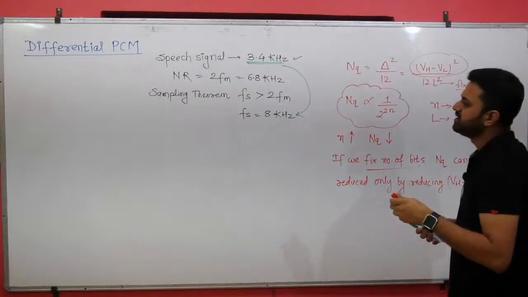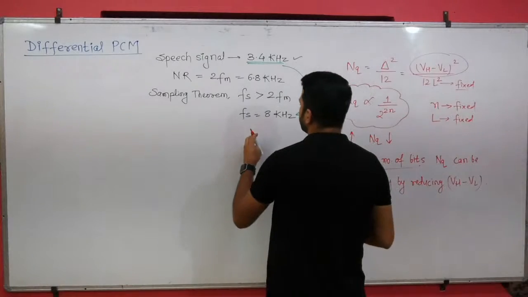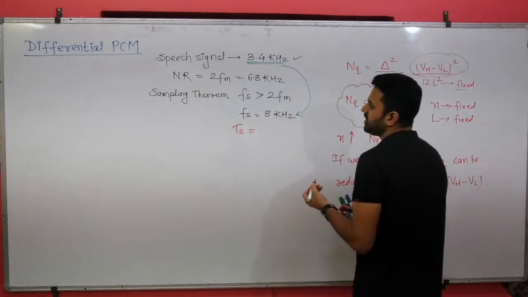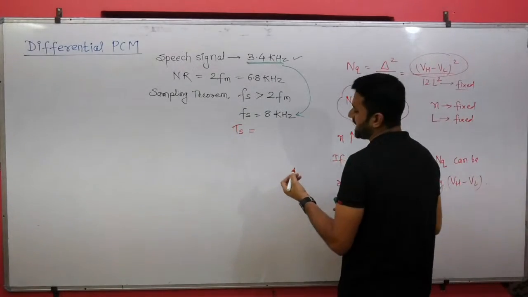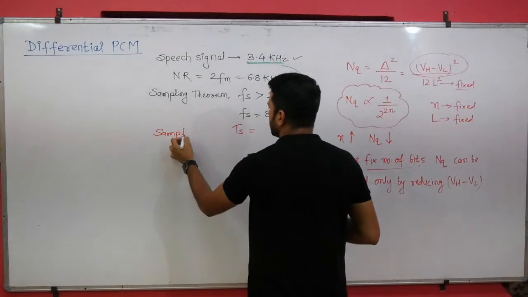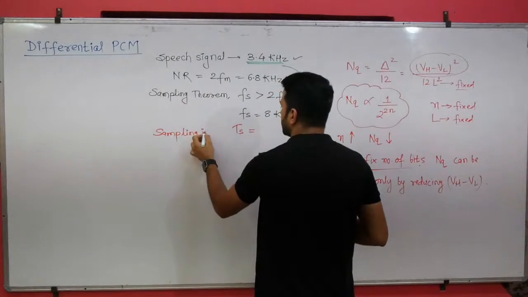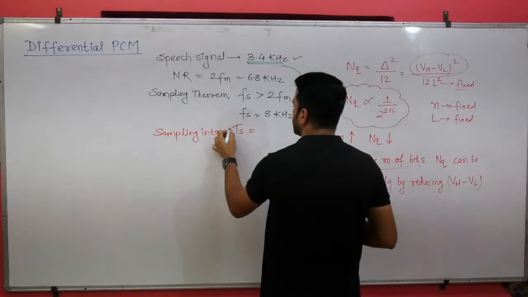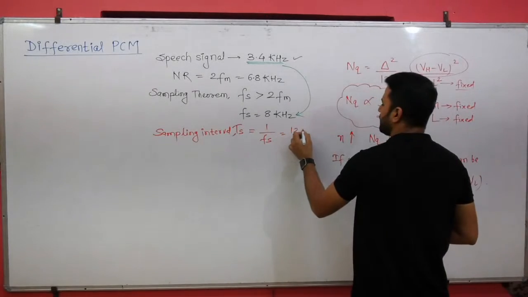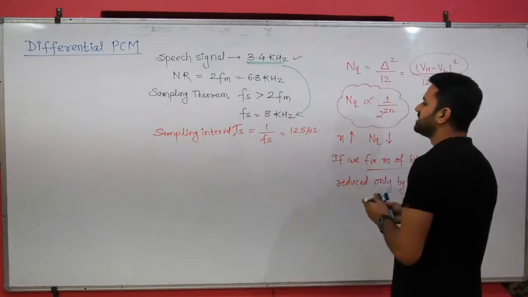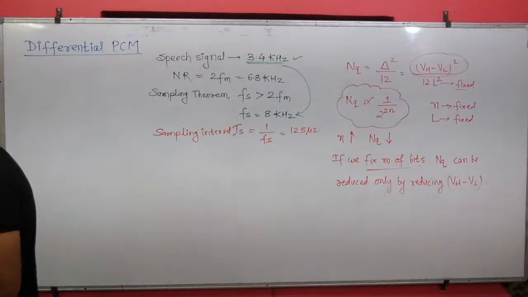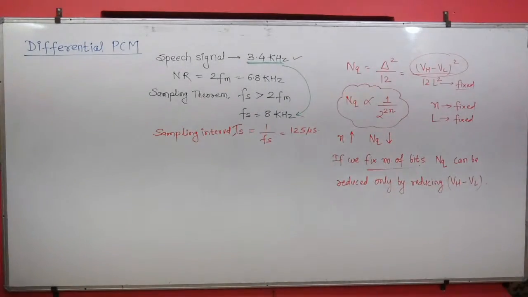Now, if you are using the 8 kilohertz sampling frequency, the sampling interval is 1 upon fs, which is 125 microseconds. So it requires 125 microseconds to sample the speech signal.